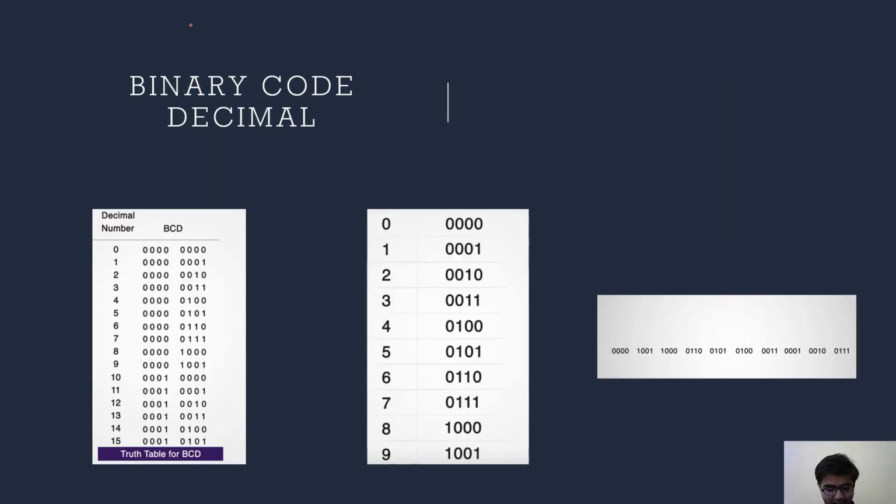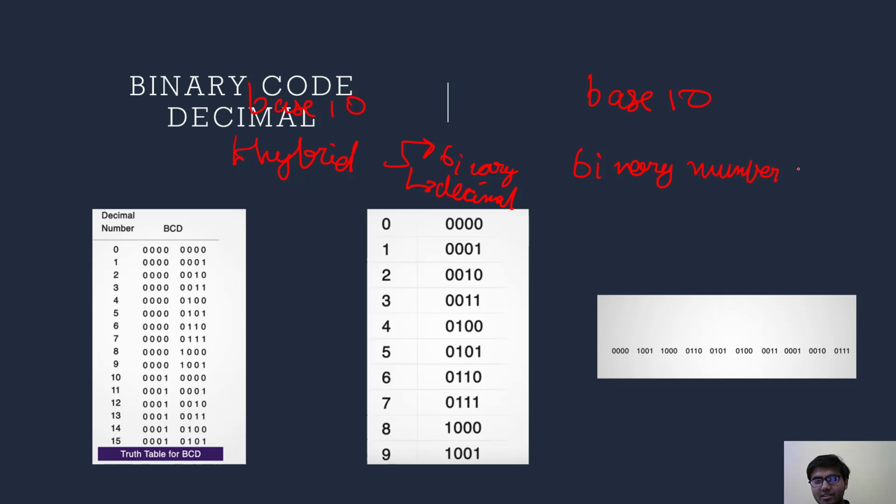It is a hybrid of binary and decimal. It has base 10, and it is represented by binary numbers, 0 and 1. You would be amazed how it is actually done.